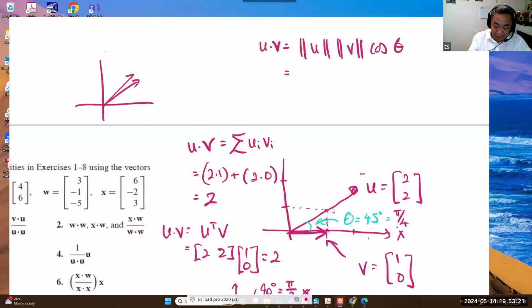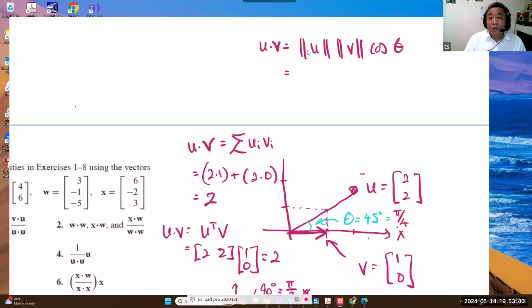So this angle is definitely not pi by 4, right? It's a very small angle. Okay, so please don't assume. The reason why we use such a simple angle is just so that it's easier to calculate. But it can be any angle, yeah? Anything between 0 to pi.